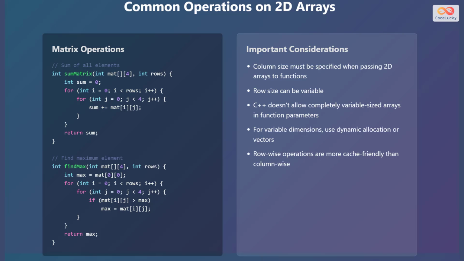Important considerations include that the column size must be specified when passing 2D arrays to functions, while the row size can be variable. C++ doesn't allow completely variable-sized arrays in function parameters. For variable dimensions, consider using dynamic allocation or vectors. Remember that row-wise operations are typically more cache-friendly than column-wise operations, which can impact performance.